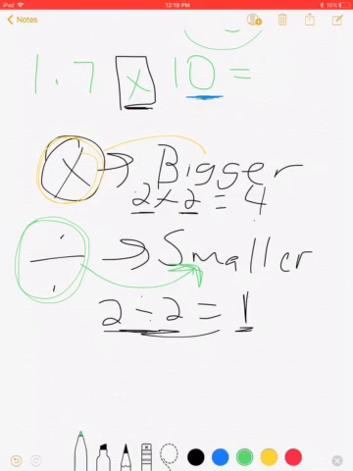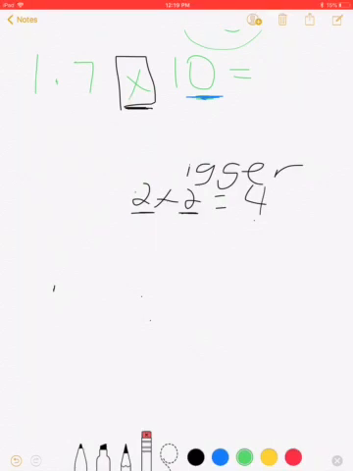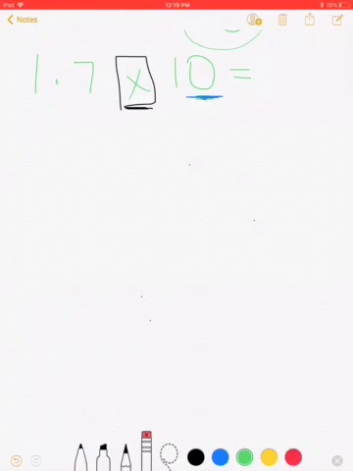So remember that multiply, things get bigger. Divide, things get much smaller. So since this particular problem, we're multiplying, and our symbol is multiplying here, we have to move the decimal where the answer gets bigger. So let me move this down.